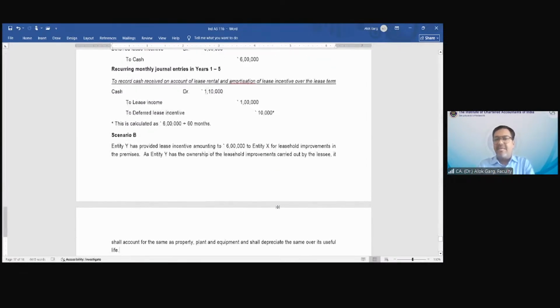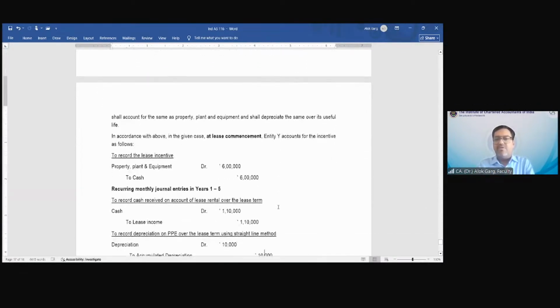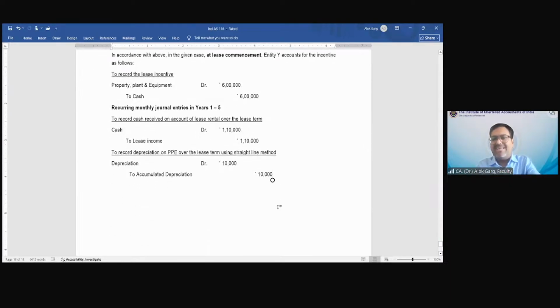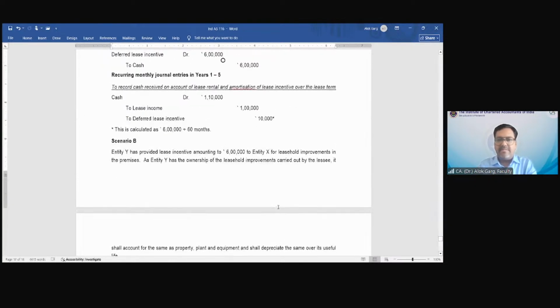Scenario B, since it is an asset of lessor, so simple PP to cash 6 lakh, PP to bank 6 lakh. So bank to lease income 110 and depreciation to accumulated depreciation 10,000. Okay, is that clear?